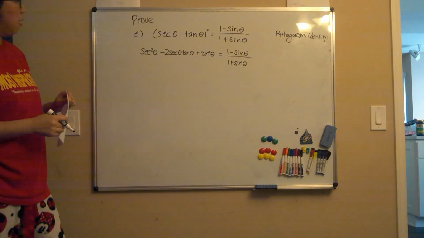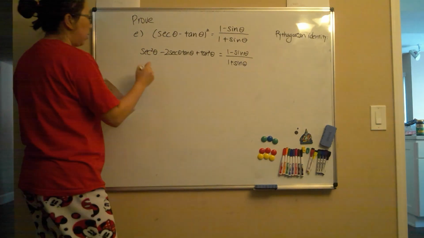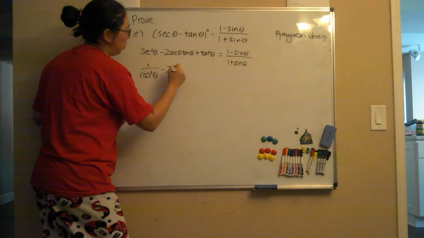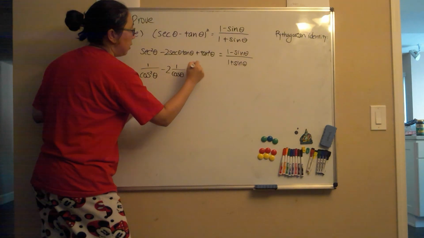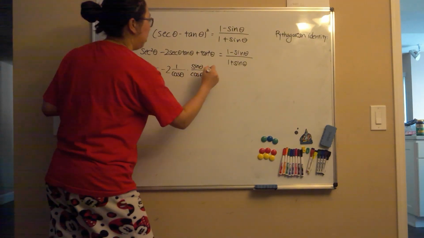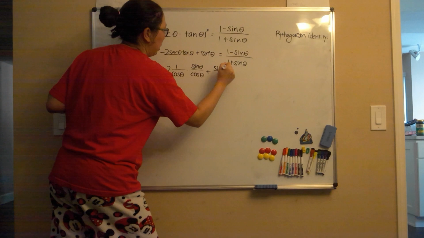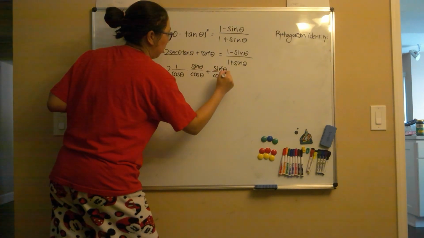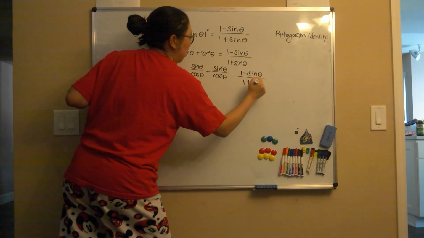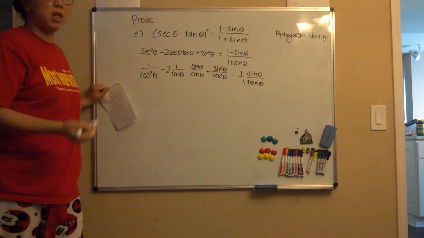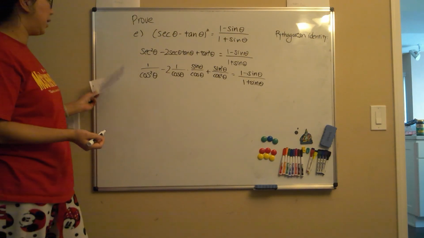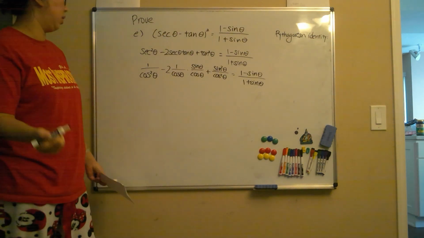Okay. So this is 1 over cosine squared theta minus 2 times 1 over cosine theta times sine theta over cosine theta, plus sine squared theta over cosine squared theta. Now some of you guys might go, Ms. A, why are you writing everything out? Well, it's because when I look on the other side, there's only sine theta, so this might not be a bad way to approach it, where I take everything and change it back into sine and cosine.